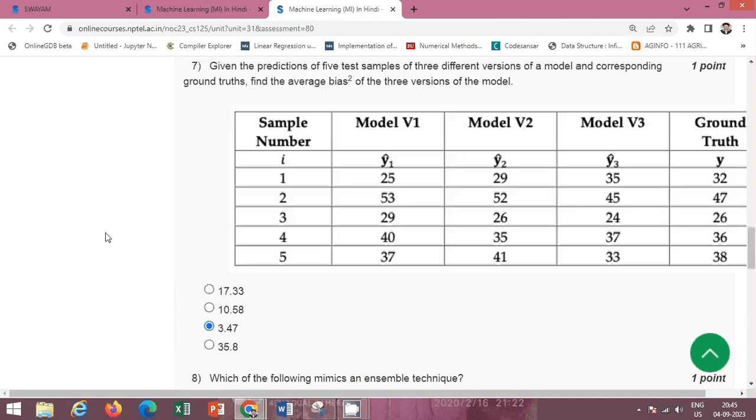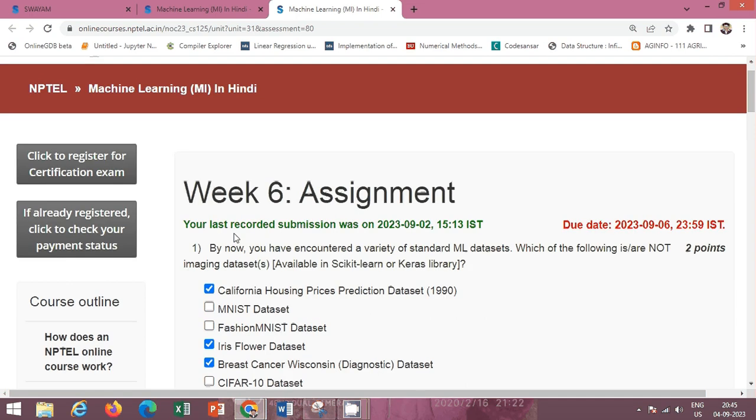So this is the solution of the NPTEL course Machine Learning in Hindi. Please submit it on or before 6th of September 2023.